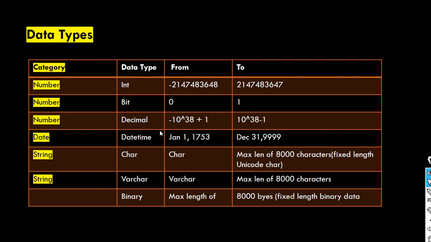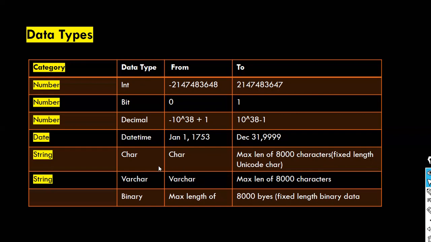And the decimal data type, you can store anywhere between this range. And the datetime, you can store anywhere between this range. And the string data type is called char. There are two different types, character data type and varchar data type. The maximum length is 8,000 characters, fixed length, and varchar also has a maximum length of 8,000 characters.